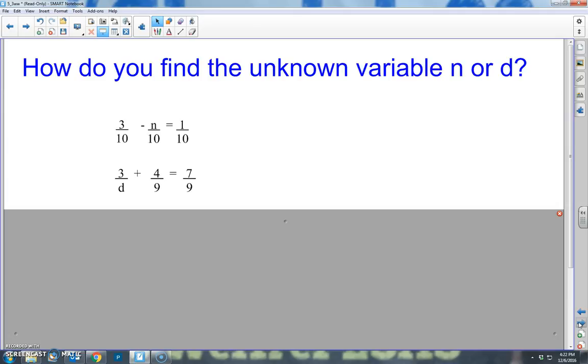Okay, I want you to try these by yourself. See what answers you come up with. How do we find out what n is? How do we find out what d is? Okay, take a second and look.